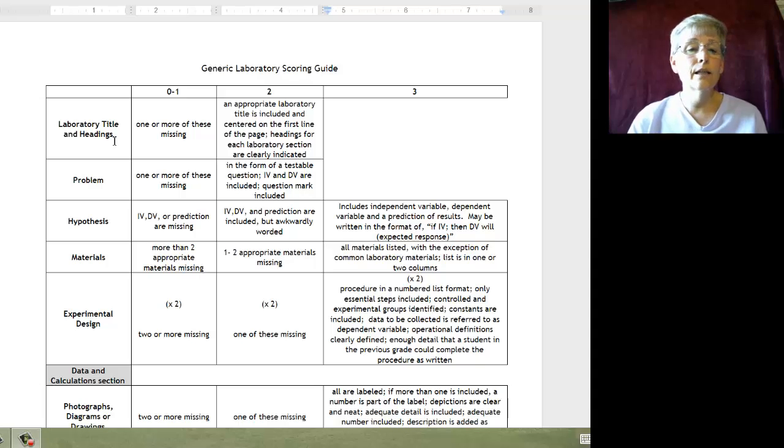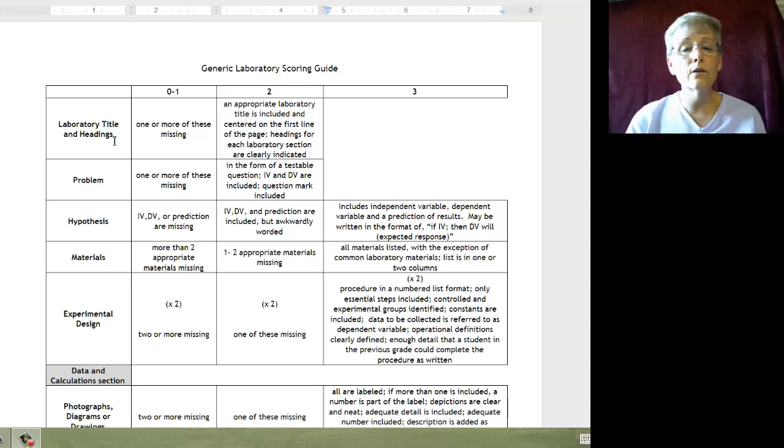So the first thing that you need is a laboratory title and headings. So it says an appropriate laboratory title is included and centered on the first line of the page. Okay, so we've got it up at the top of the page, but what does appropriate mean? Well, appropriate in this case means that you need to have a statement of your independent variable, your dependent variable, probably the species of organism that you used, and perhaps the amount of time that you took to do the lab itself. And then it says headings for each laboratory section are clearly indicated.